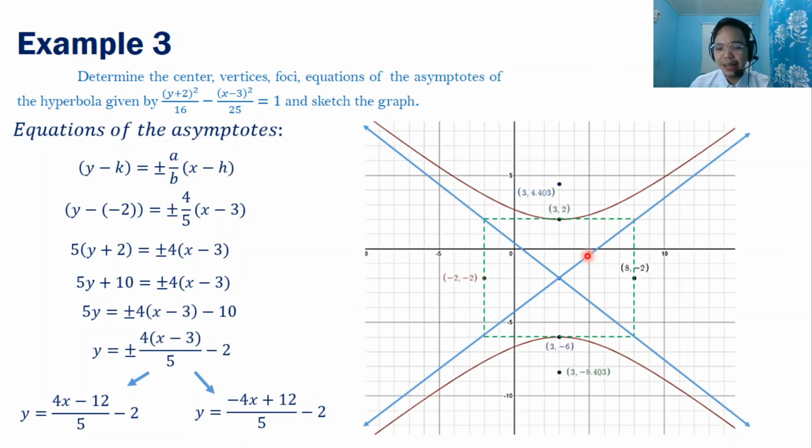So in the graph, i-label lang natin yung ating equations of the asymptote. Here is the positive slope. This line has the positive slope. And the other one is this line. This line has the negative slope. Next example.